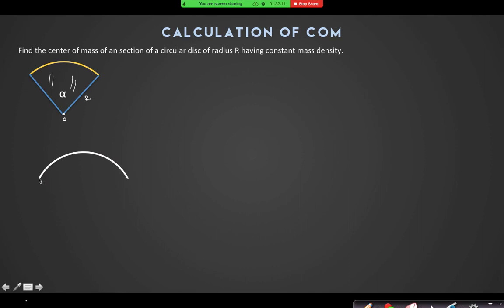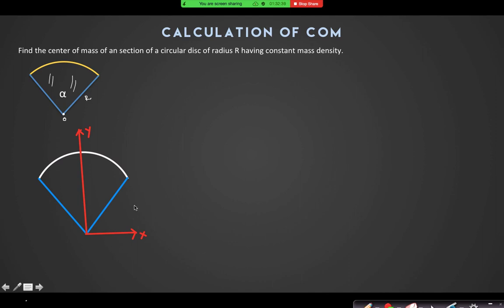So, suppose this is the disc. Again, I can take this as my y-axis, this as my x-axis. So the x coordinate I don't have to calculate, it will be readily 0. The x coordinate is 0. Y coordinate I have to calculate only.